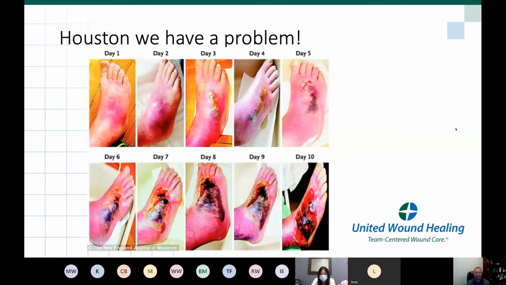So what we're going to talk about today is when something doesn't go that way, because not every wound progresses in 24 days to scar tissue. So what happens when we have an infection?